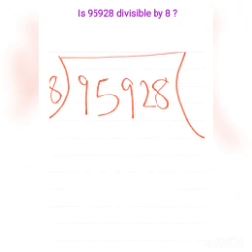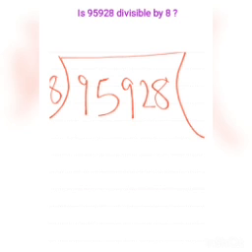Now I have a question for you. Is 95928 divisible by 8? So how do we know whether a number is divisible by another number or not? We need to divide this number by 8 and see if the remainder is 0. That means this number is divisible by 8. If the remainder is not 0, that means this number is not divisible by 8.